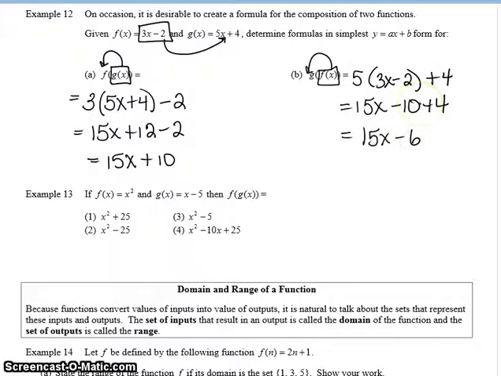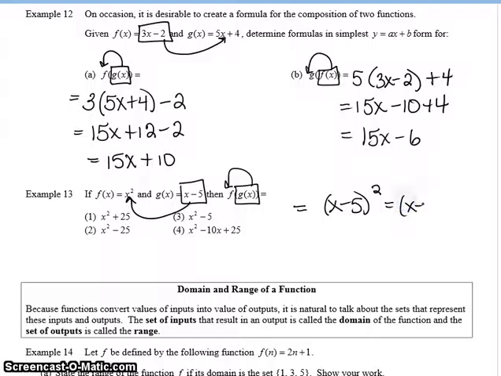Okay. Example 13. If f of x is equal to x squared and g of x is equal to x minus 5, then, again, plug the g function into the f. So here's my g function. Plug it into the f. So basically, you have to take x minus 5 and square it.